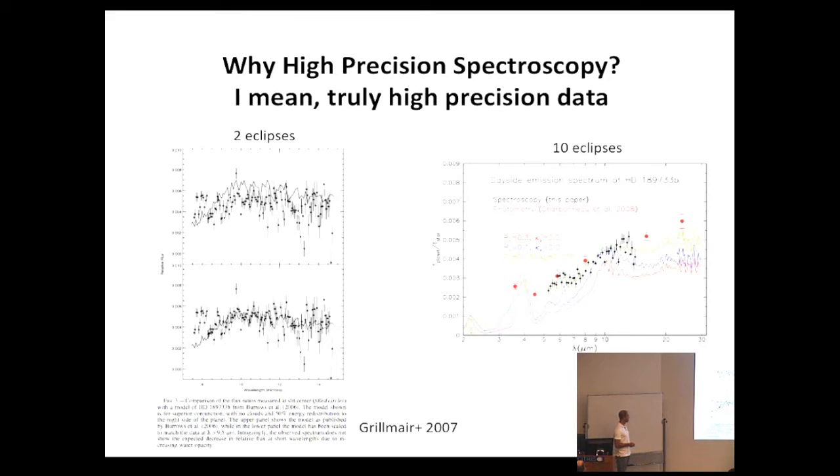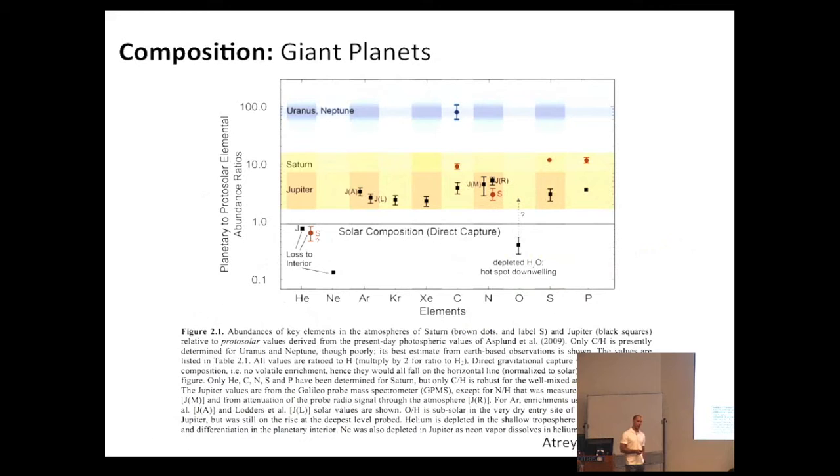Okay, so now I'm going to start talking about science results, and I'm going to come back to this figure that I introduced yesterday, which I just really love. It shows what we know about the elemental abundances in the atmospheres of giant planets. A lot of this talk is going to emphasize giant planets because those are the exoplanets that we have the most data for. And I want to home in on this problem of water in the atmosphere of Jupiter.